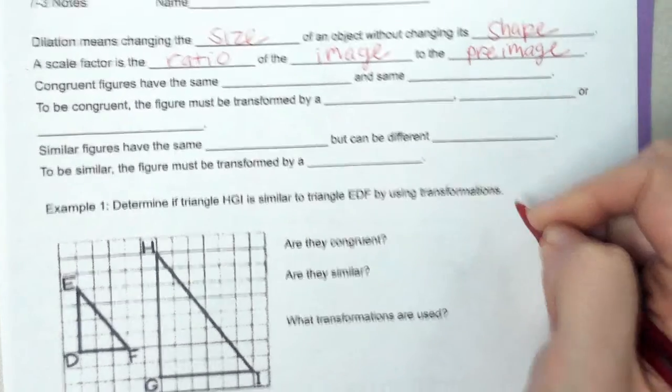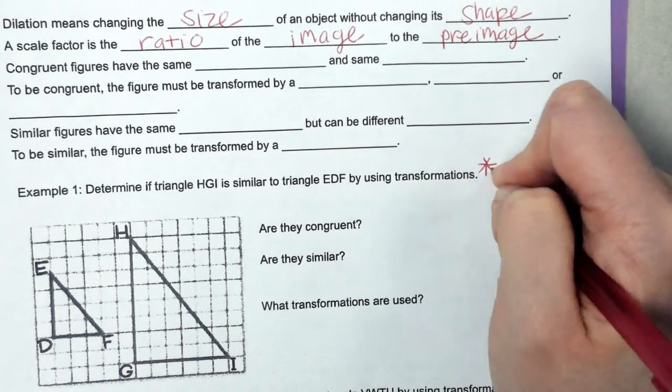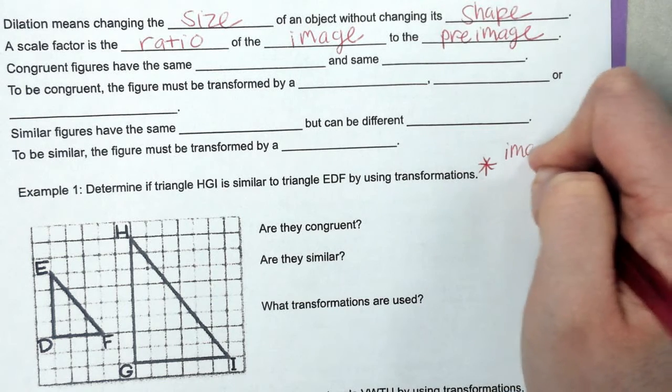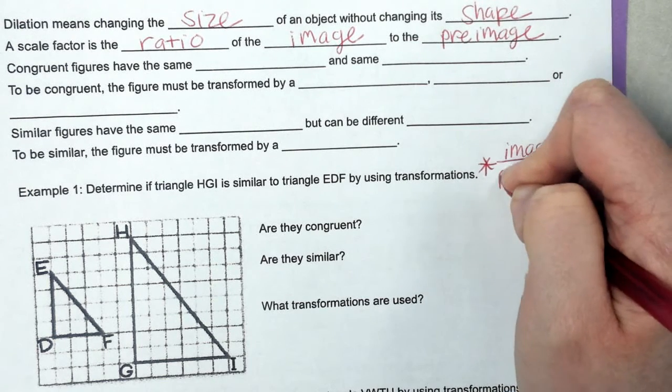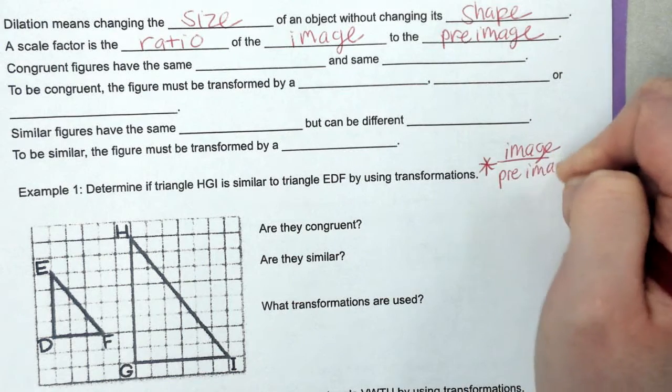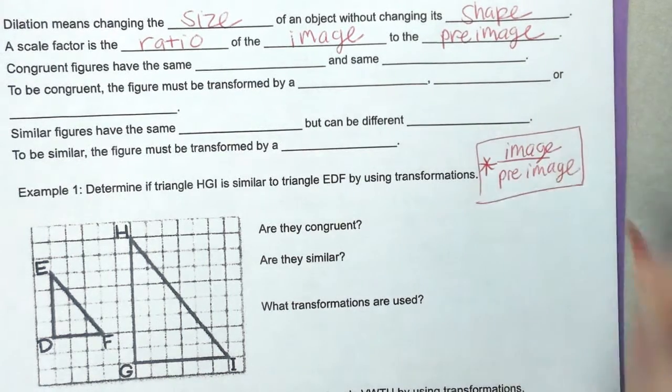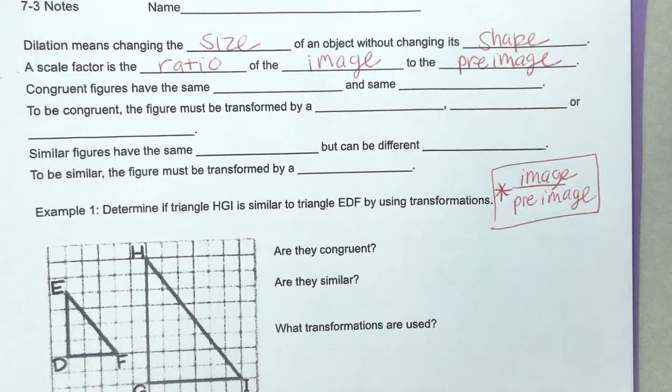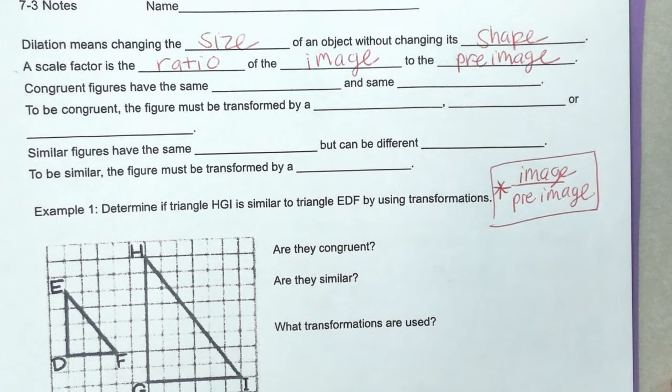Now, because we're going to use that a lot today, I'm going to have you write that off to the side right here. We do the image over the pre-image. Okay? That is important today. Image over pre-image when we are doing our ratio.